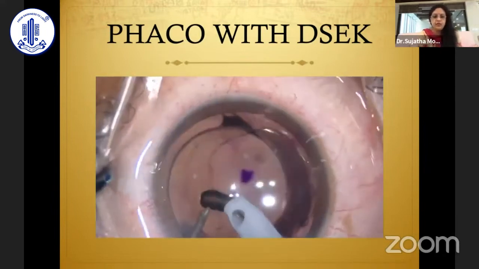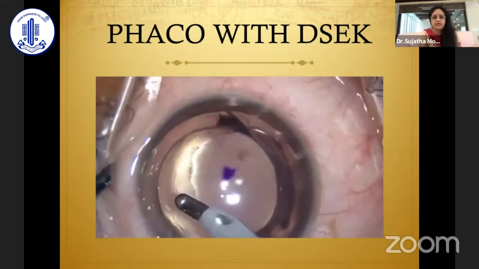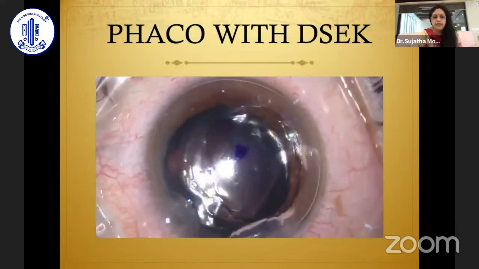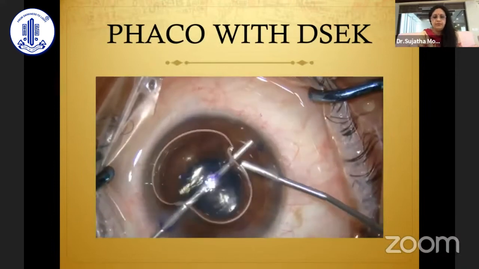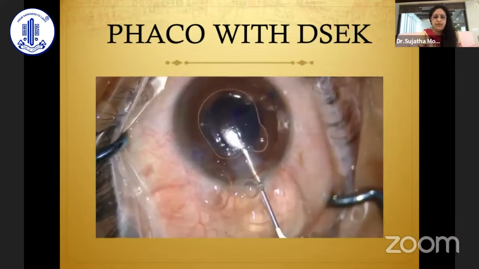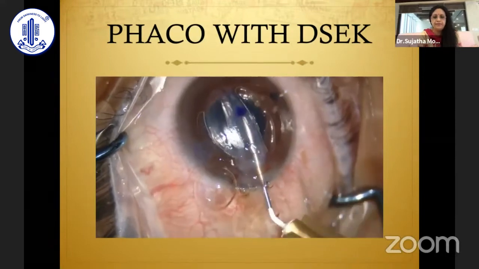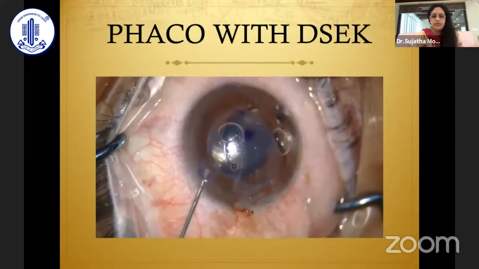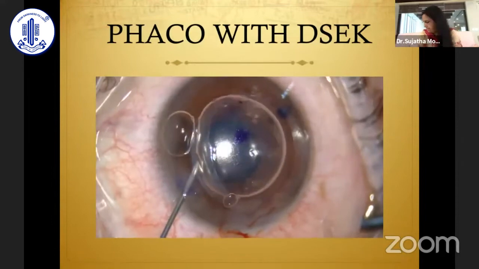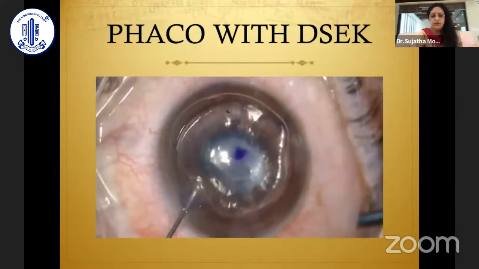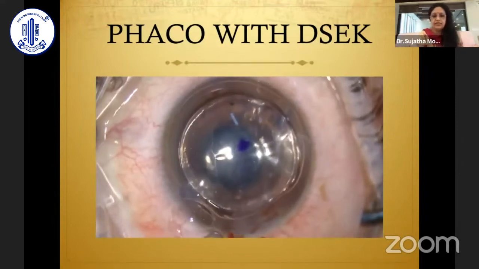And then again, you go inside and remove all the viscoelastic completely, and then inject air. I'm doing a PI, inferior PI, and again, a push through technique, inject saline, and that's the end of the case.